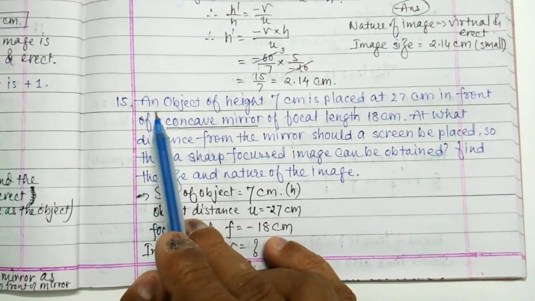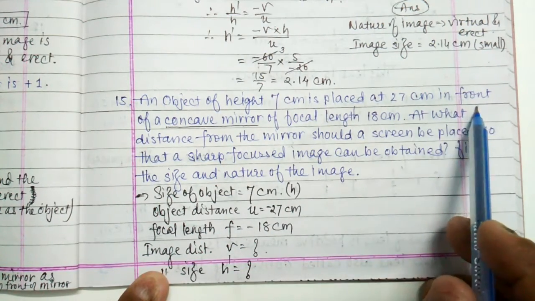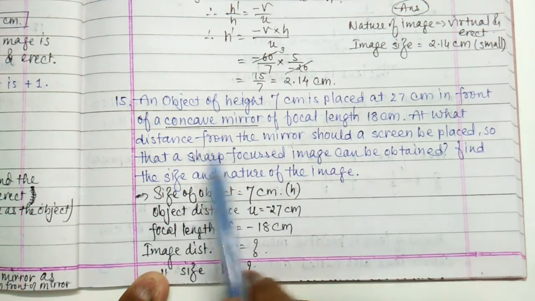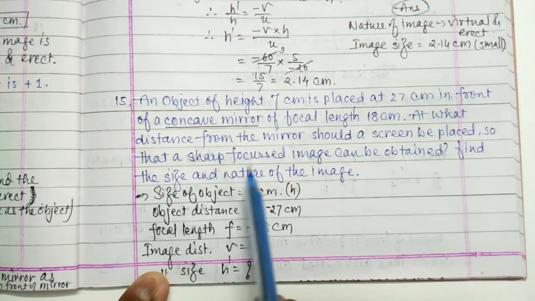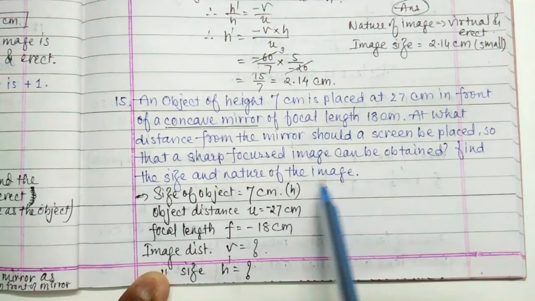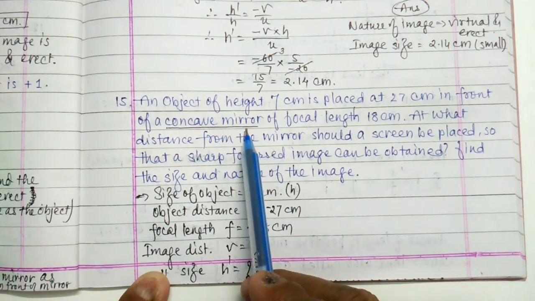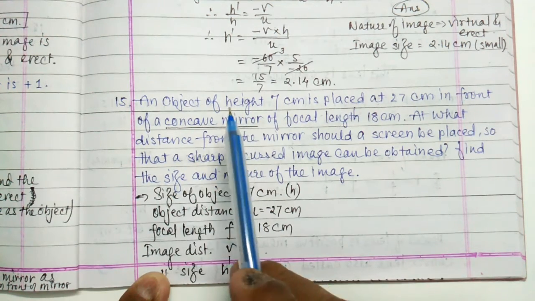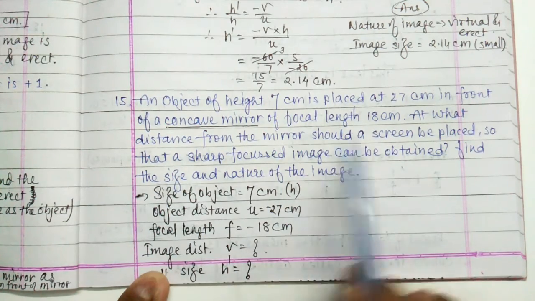Now 15. An object of height 7 centimeter is placed at 27 centimeter in front of a concave mirror of focal length 18 centimeter. At what distance from the mirror should a screen be placed so that a sharp focused image can be obtained? Find the size and nature of the image. We have a concave mirror here. Concave mirror means object distance, focal length, radius of curvature are all negative.